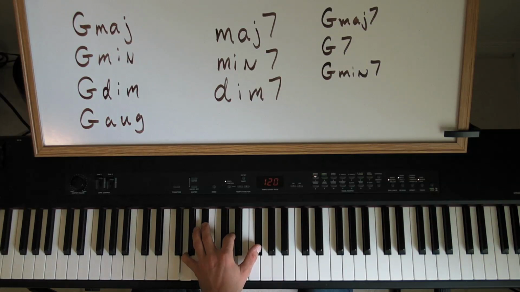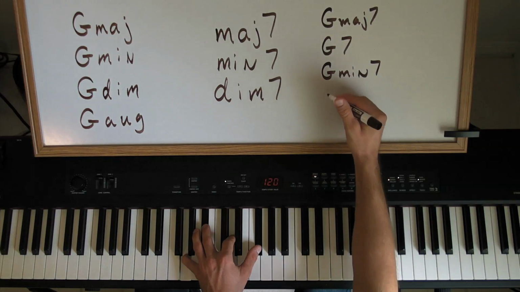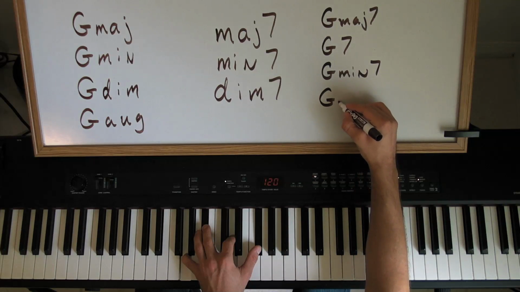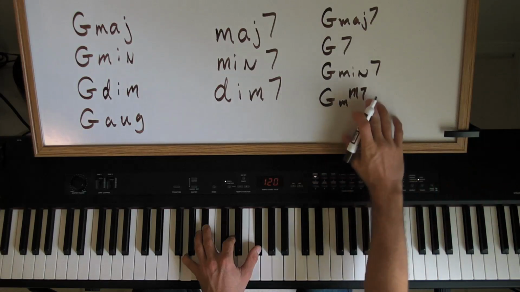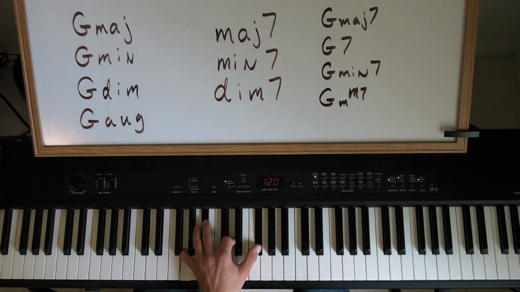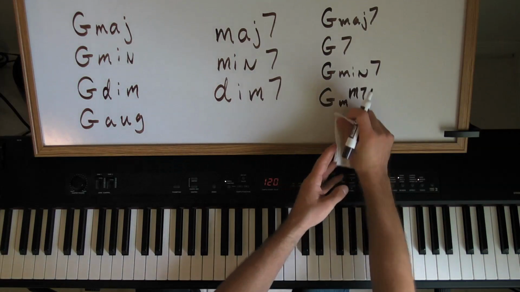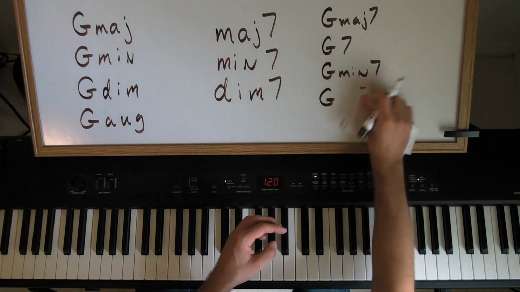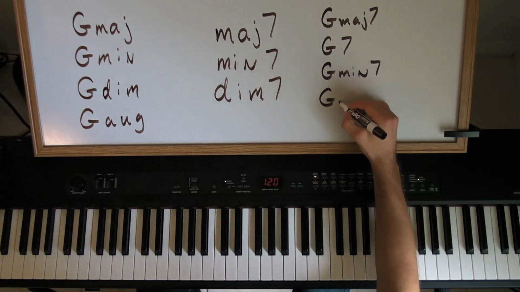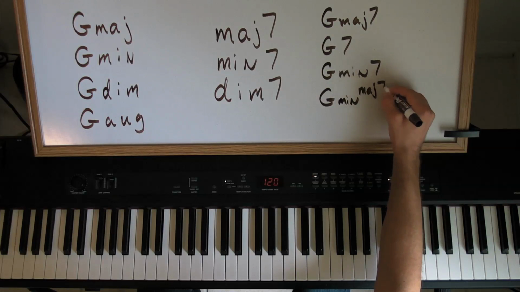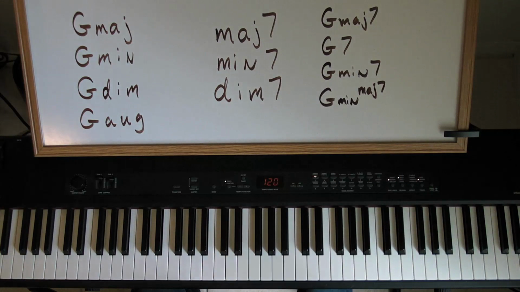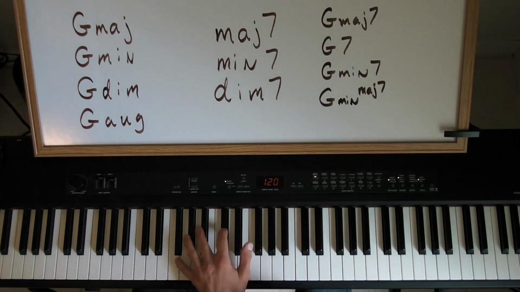Now, this chord has kind of an awkward name. It's what you call a minor major seventh chord. And a lot of times it's written like that, lowercase m, uppercase M. Just since I've been doing things this way, I'm going to keep it looking the same. So I'll write it like this, minor major seventh.